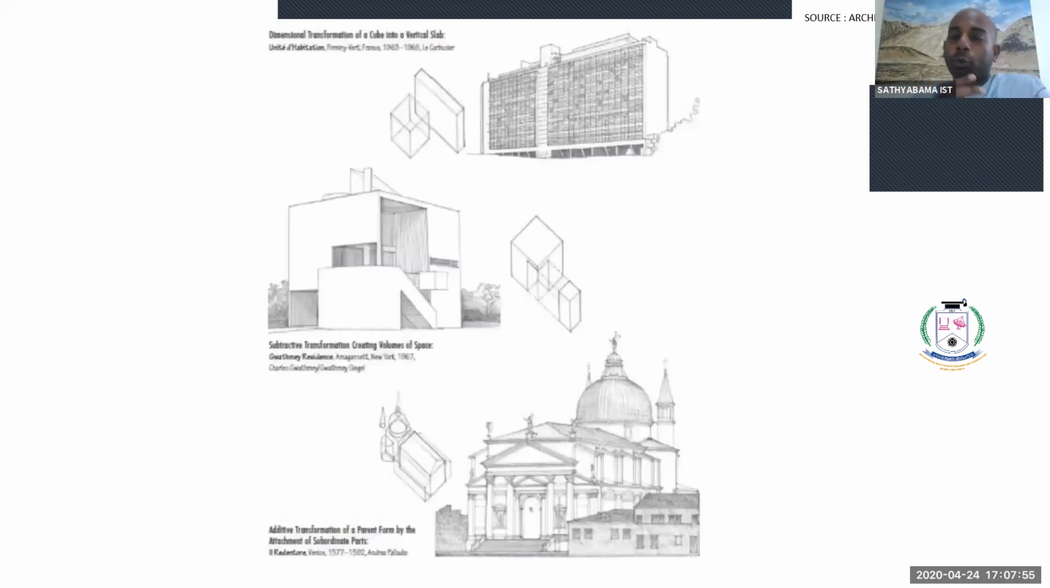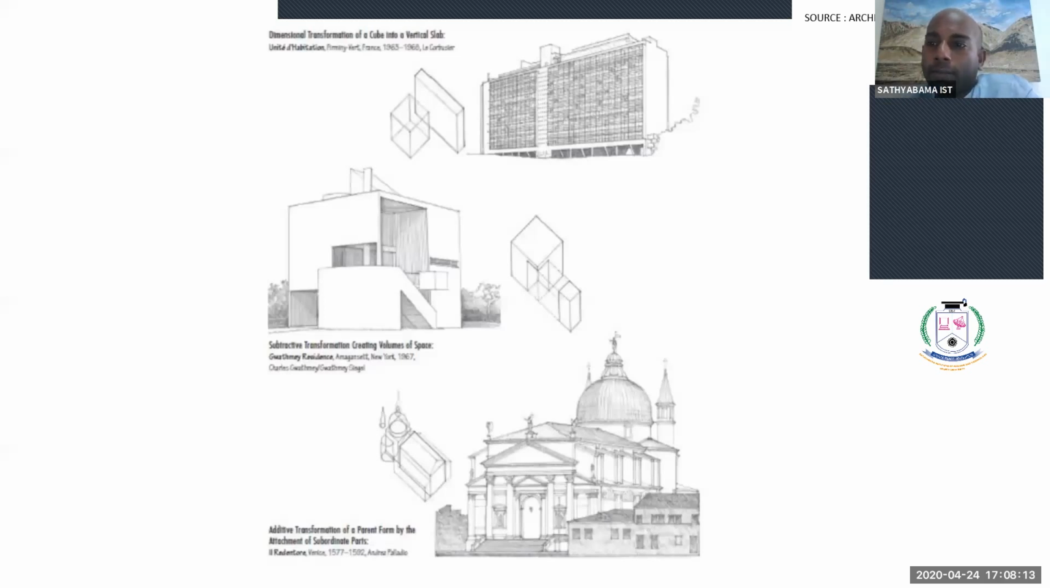So quickly, I'll show you a few examples. The first is the Unité d'Habitation by Corbusier, which is a housing complex. That is an example of dimensional transformation. So it's essentially a cube or a rectangle that has been made into a cuboid. The second is an example of a subtractive transformation, and the third is an additive.